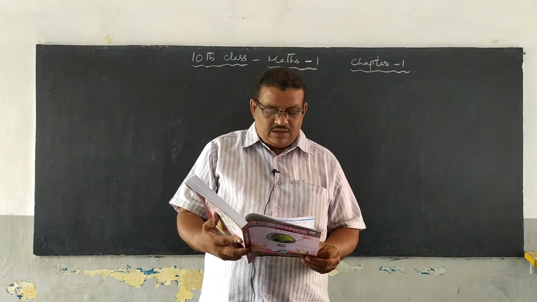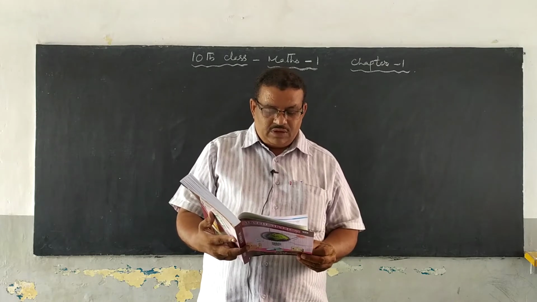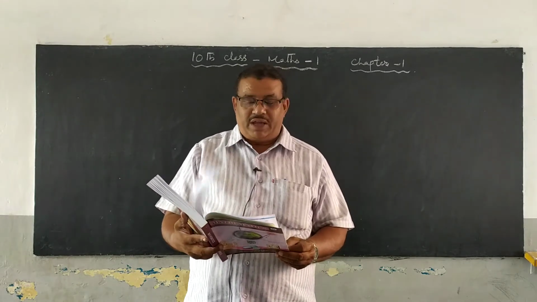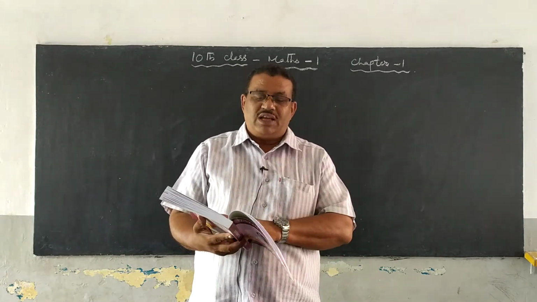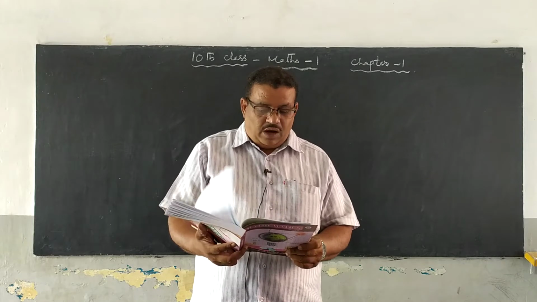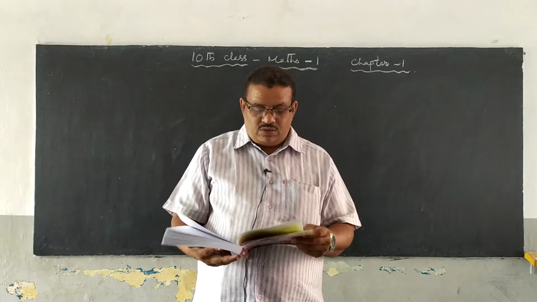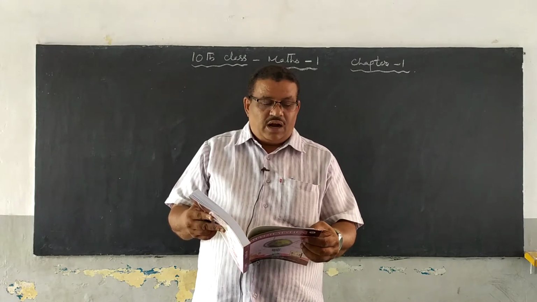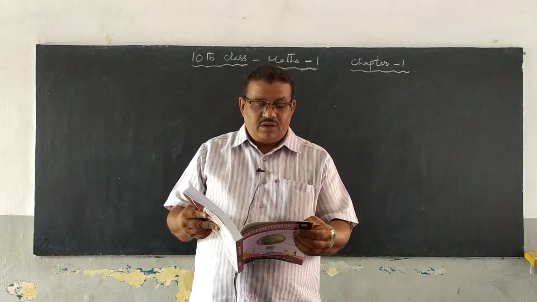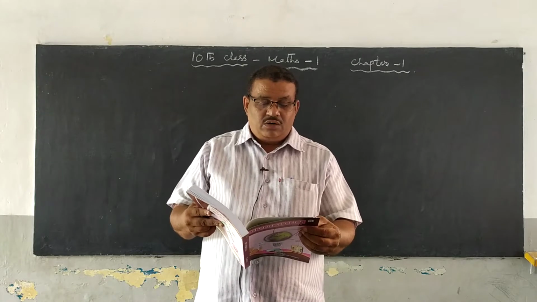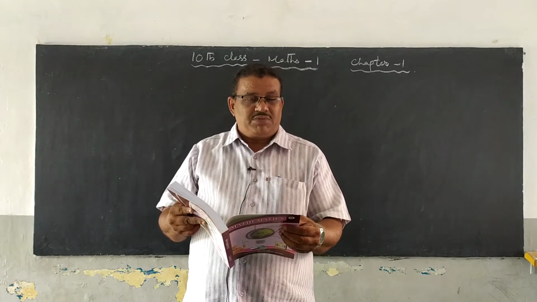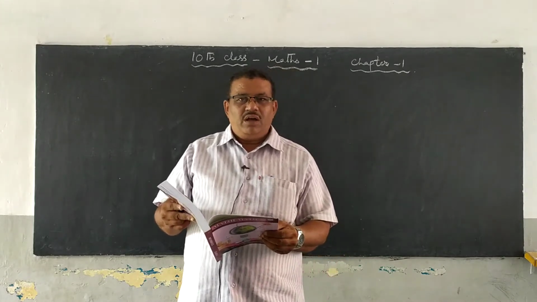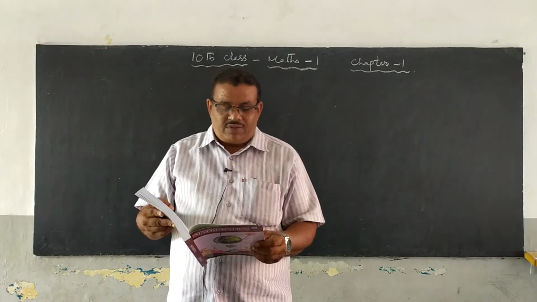That is the third problem: check whether 6 power n ends with the digit 0 for any natural number n. This problem you have to do yourself at home. The first and second problems follow the same process we discussed in yesterday's class. Do these problems on page number 8 yourself. If you have any doubt, contact my number. The number will be announced after the end of this class.